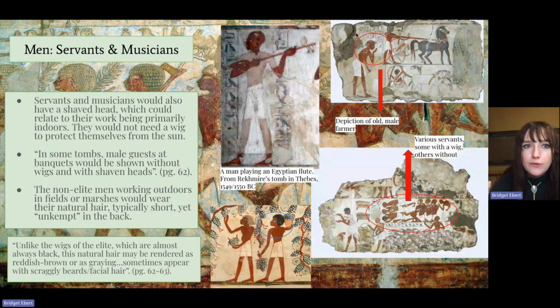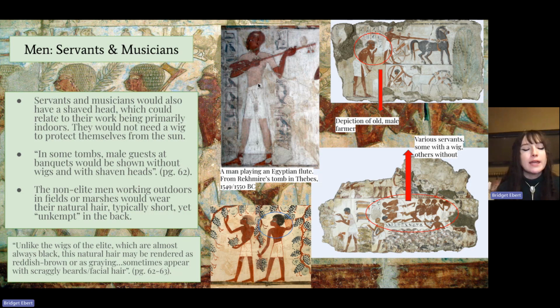So here we have servants and musicians. Servants and musicians would also have a shaved head, which relates to their work being primarily indoors. They would not need a wig to protect themselves from the sun. In some tombs, male guests at banquets would be shown without wigs and with shaved heads. That was on page 62.